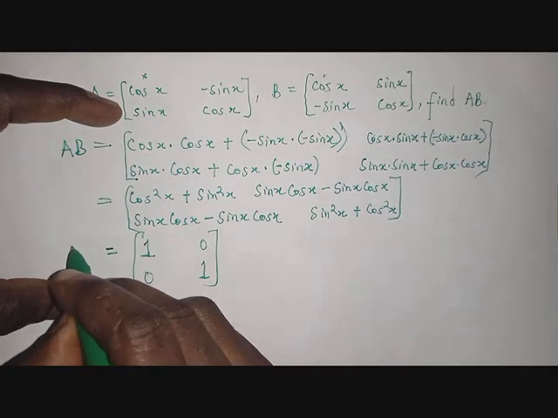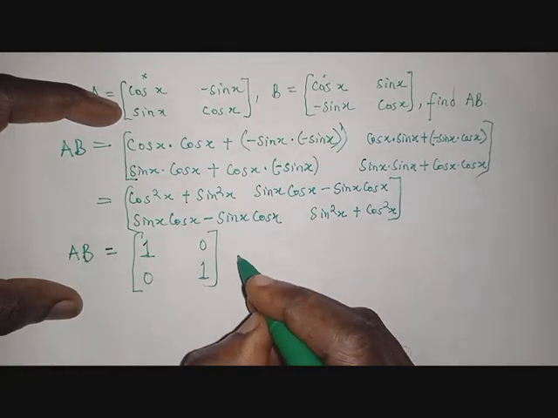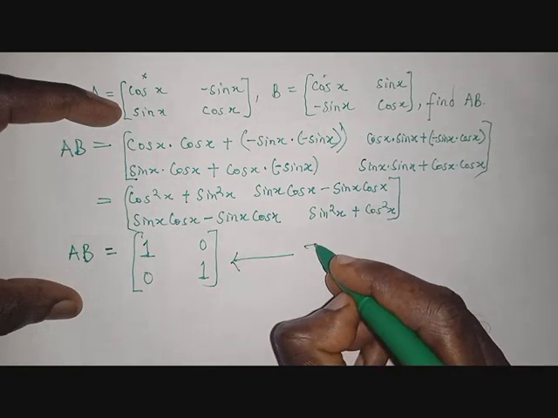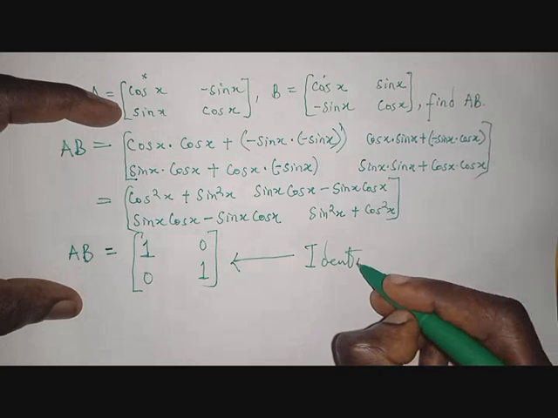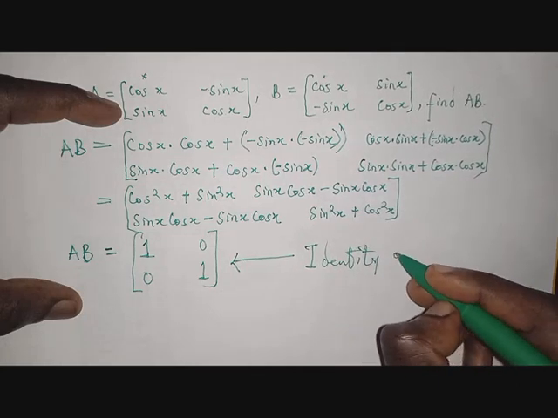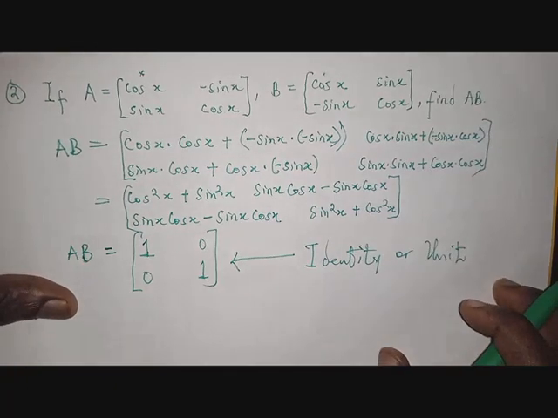So when we multiply the matrices A and B, it gives us this. And remember, we call this kind of matrix what? A unit matrix or identity matrix. So that is what we got, an identity or unit matrix, when this is solved.